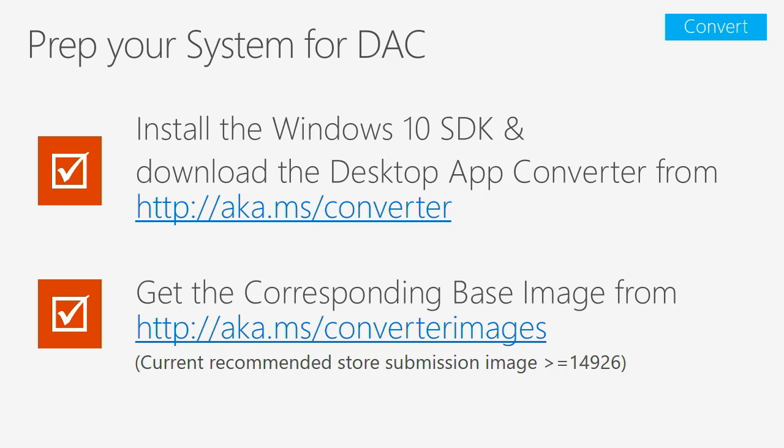The second thing you want to do is get the corresponding base image. So if you go to aka.ms/converterimages, you can download a base image, which you're going to link inside of the Desktop App Converter the first time you run it. And at that point, you have basically all the resources that you need in order to run conversion against that version of the operating system.